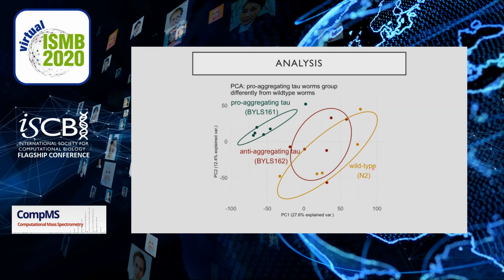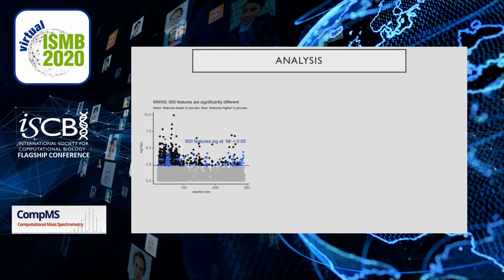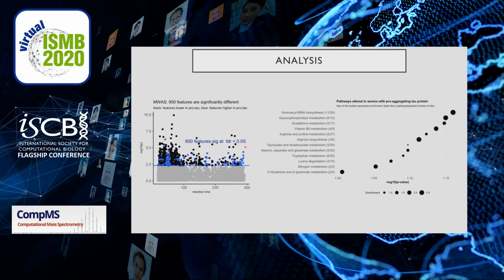Our preliminary analysis suggests that the pro-aggregating tau strain groups differently from the anti-aggregating tau and the wild-type N2 worms, as seen here in this PCA plot, where PC1 is plotted against PC2. Further, we ran multiple t-tests for each feature between the 2 groups, and we find in this Manhattan plot, where retention time is on the x-axis and the negative log-10 p-value on the y-axis, that about 900 features are significant with an FDR threshold of 0.05.